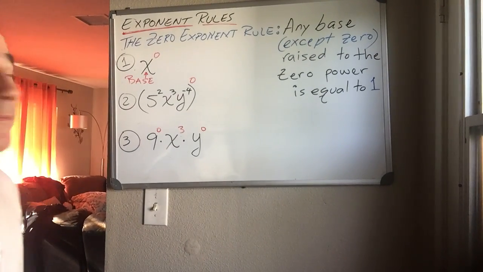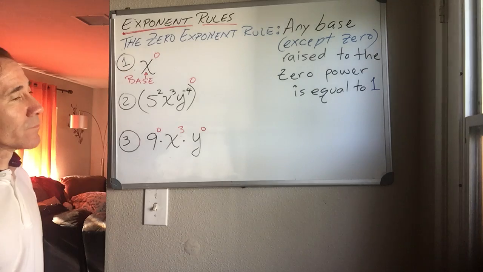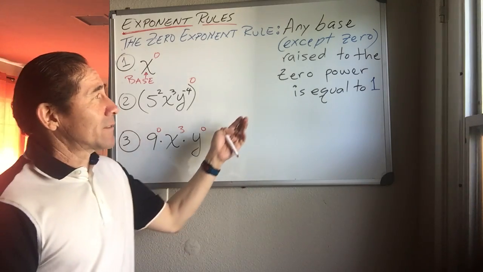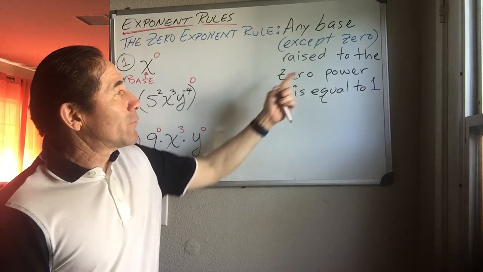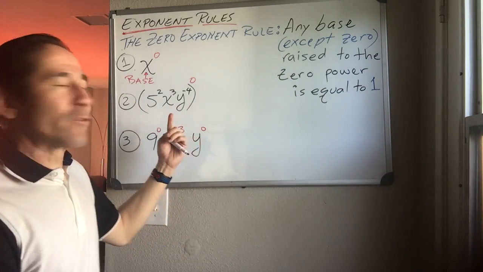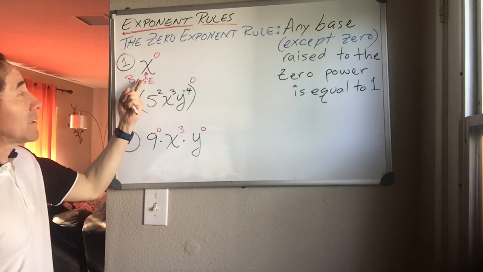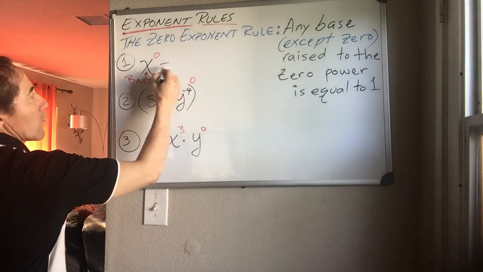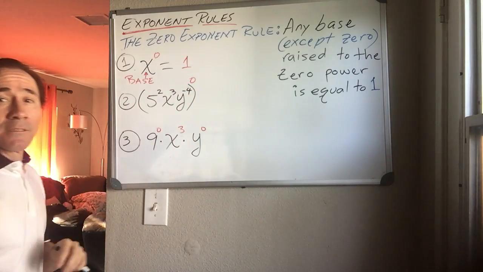In today's lesson about the exponent rule, we're going to study the zero exponent rule, which says that any base except 0 raised to the 0 power is equal to 1. Let's take a look at the first example. X to the 0 power. Our base is x. Well, if we apply the rule, that will give us 1.